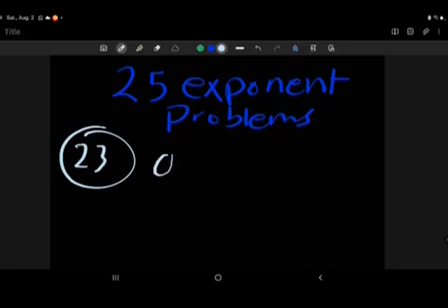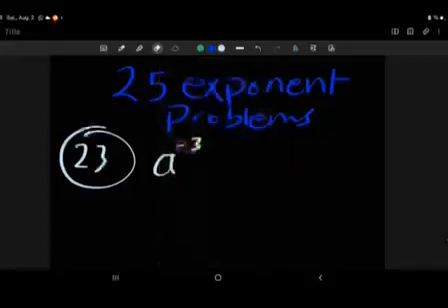The statement is a, as in alpha, to the -3 power. Let's see here. Never mind. I have the wrong problem. We'll do that later on.